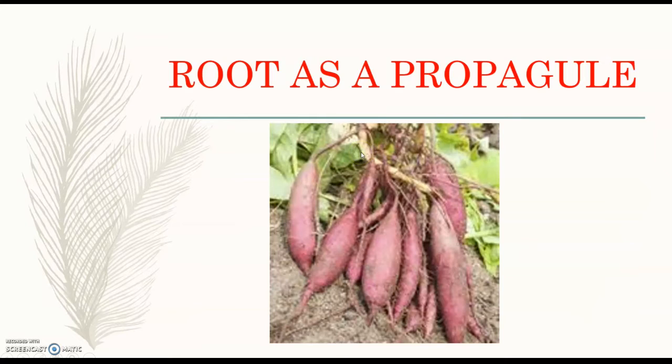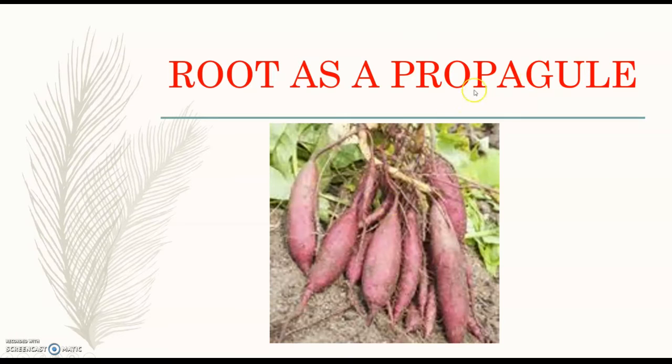Now, first thing, in some plants, roots are helpful in vegetative propagation. Roots are used as a vegetative propagule. It can happen naturally or we are using it for cultivation. So the best known example for root as a propagule is, what is this? So yummy sweet potato, right? The sweet potato is the best known example for root which is working as a vegetative propagule.